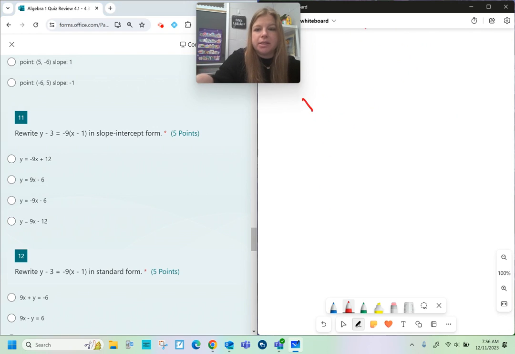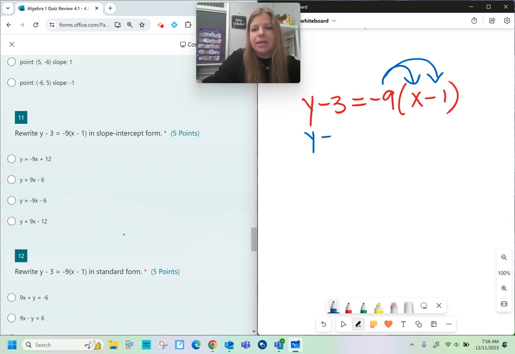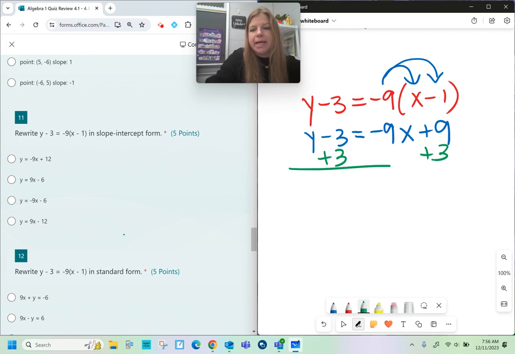Okay, I love this. So y minus 3 equals negative 9 times x minus 1. I'm going to go ahead and distribute because slope-intercept form doesn't have parentheses. So this would be y minus 3 equals negative 9 times x is negative 9x. Negative 9 times negative 1 is positive 9. And then my last step to get it to look like y equals mx plus b would be to get rid of this negative 3. So I'm going to add 3 on both sides. And when I do that, look what we get.